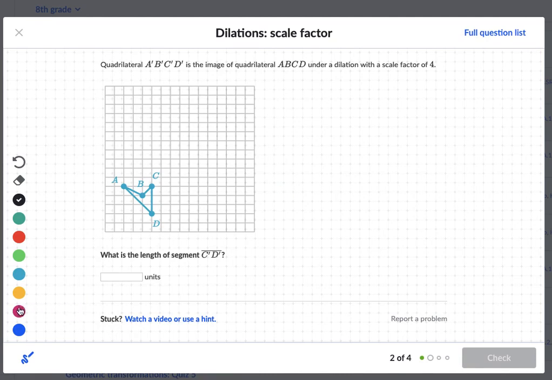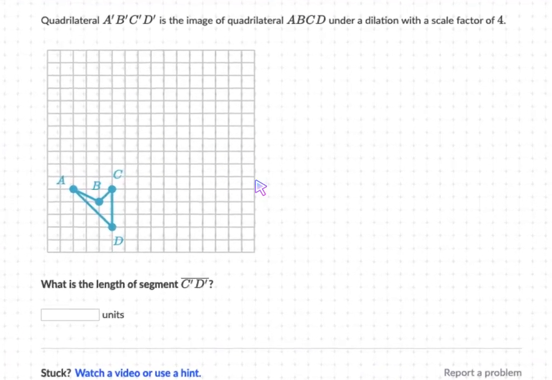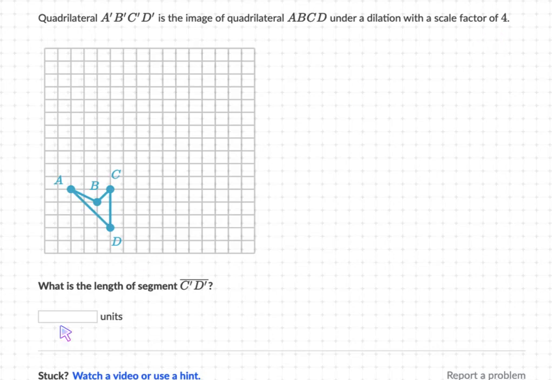So here in a problem like this is our last example. They're going to give you the scale factor, and now they want you to work backwards and figure out what the length of a side is going to be. So go ahead and pause this video and try it on your own first. Okay, quadrilateral A prime, B prime, C prime, D prime is the image of quadrilateral A, B, C, D. So this one is the old one.